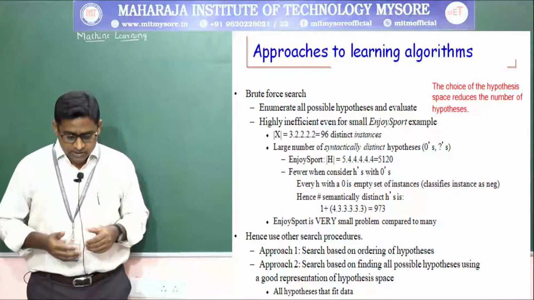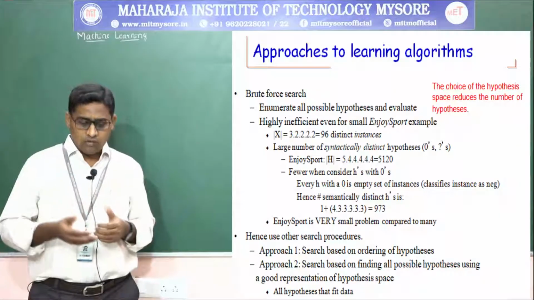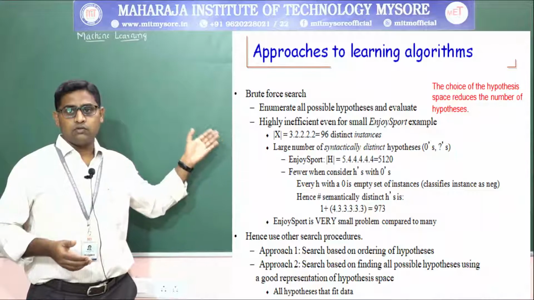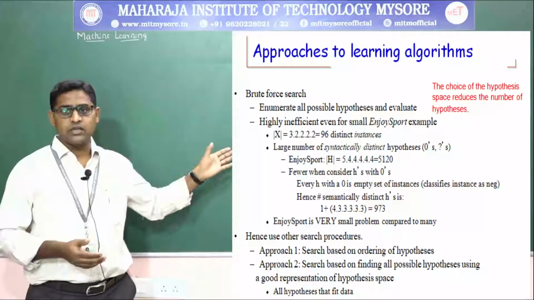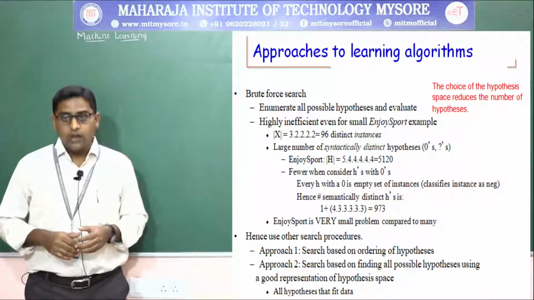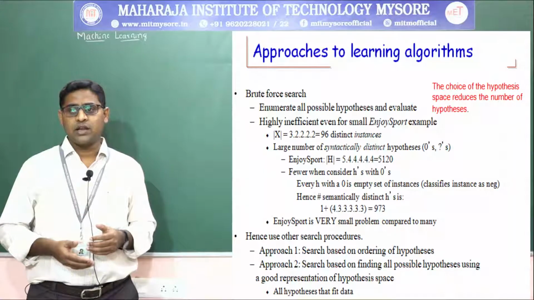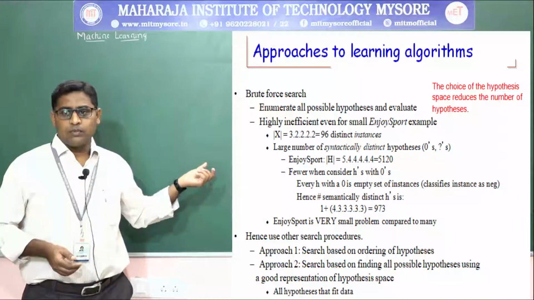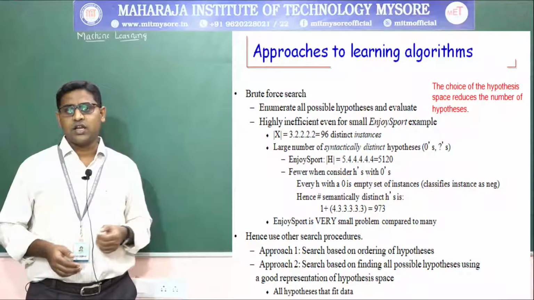For the syntactic representation of the distinct hypotheses, we use zeros and question mark symbols. Zero means it is a null value. So enjoying the water sport of the hypothesis H will become 5 into 4 into 4 into 4 into 4 into 4, that results in 5120 syntactically distinct hypotheses. In fewer cases we consider H with zeros. Every hypothesis with an empty set of instances will result in a semantically distinct hypothesis, that is 1 plus the rest of the specific values, which gives the result of 973 semantically distinct hypotheses.